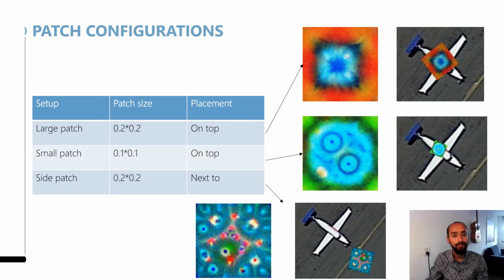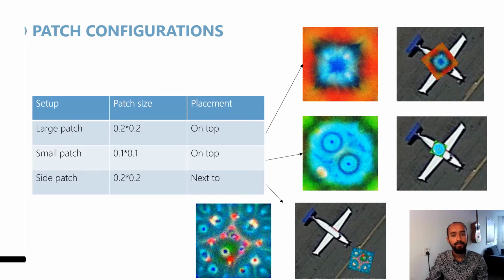To make the attack practical, we consider different patch properties. We did 5 different experiments in which we varied how the patches are placed on the airplanes. Here you can see 3 of them. The images on the right illustrate how the patches are placed on the airplanes during testing and training. The images on the left are the final patches after training for each of the configurations.